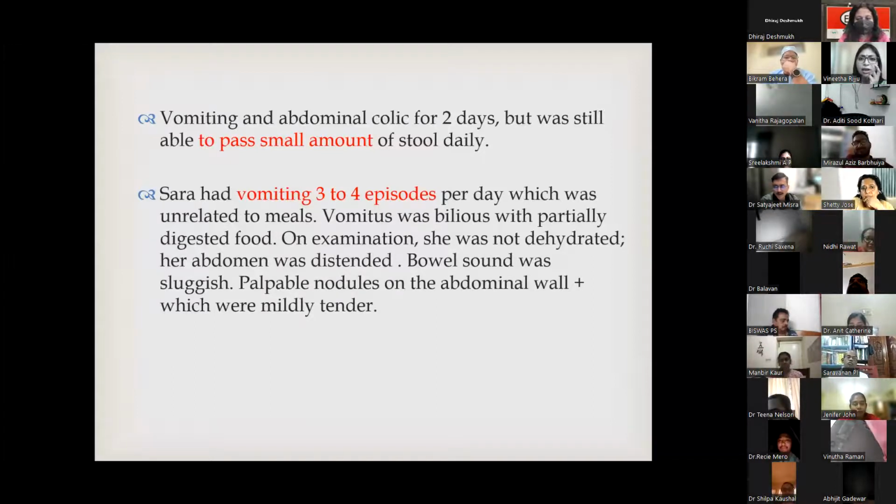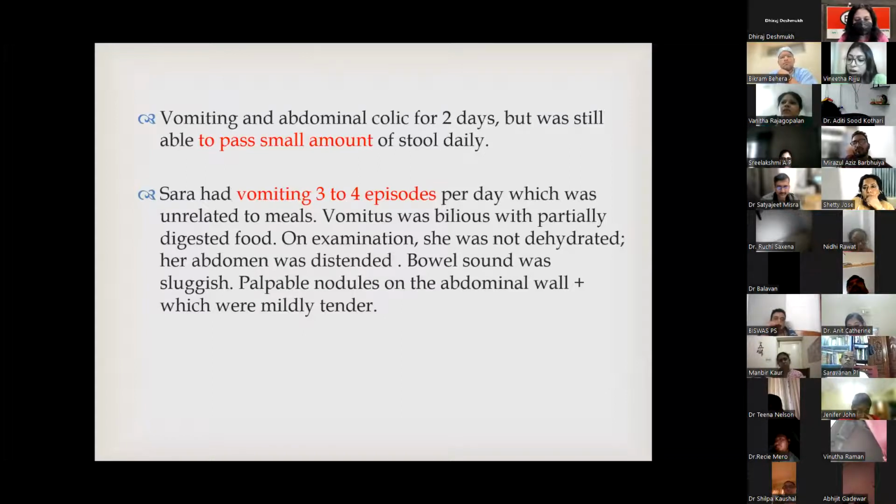Now, Sarah develops vomiting 3 to 4 episodes per day, which was unrelated to meals. Vomiting was bilious with partially digested food. And on her examination, she was not dehydrated. Her abdomen was distended. Bowel sounds were sluggish. Palpable nodules on the abdominal wall, which were mildly tender. So what are we looking at here? It was a bilious vomitus with partially digested food.